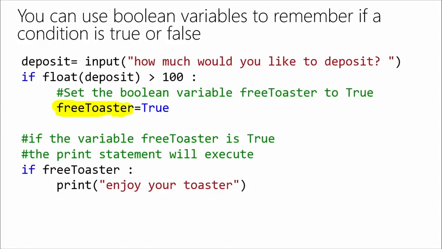So I'm creating a flag here, but in the end, it's just a variable, and the variable stores a value of true or false. And I'm saying if they deposit over $100, free toaster is true, because they can get a free toaster. And then later in my code, maybe I have a whole bunch of other complicated logic that actually updates their balances and so on in the actual system. And then later I say, by the way, if free toaster is true, but you don't have to say if free toaster equal true. You can just say if free toaster, then do the following.